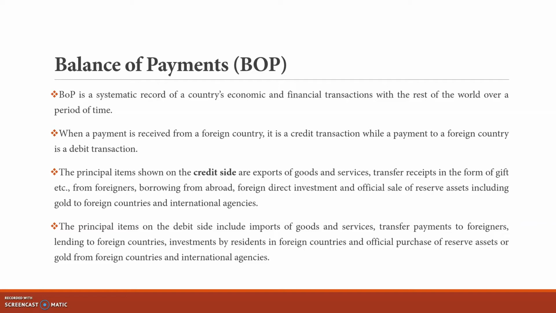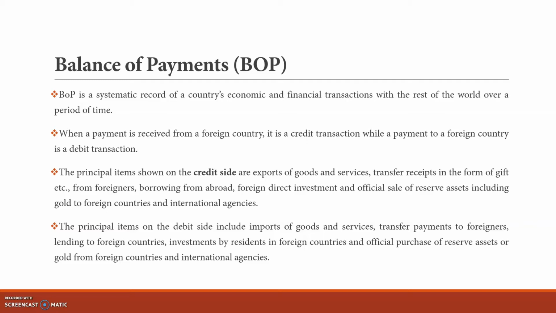This is an asset. Government may sell the gold in international monetary fund, IMF, or international financial institutions, or even to foreign countries and international agencies if the government is having sufficient amount of gold, because gold is considered to be a common currency for making international payment. So the country which is in need of the gold can receive gold from other countries. Okay, so the credit side. Next we will see the debit side.